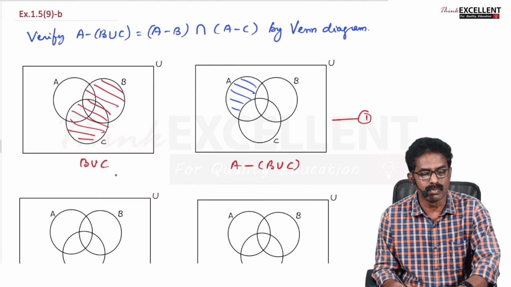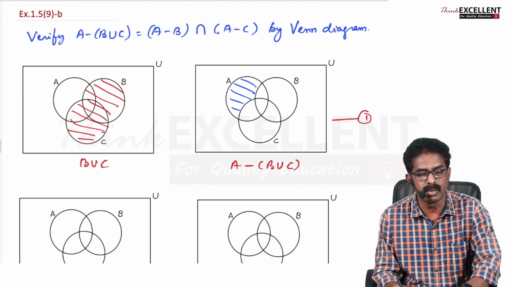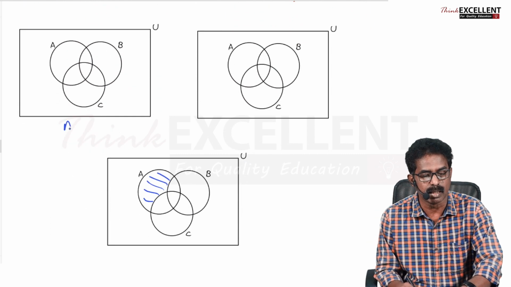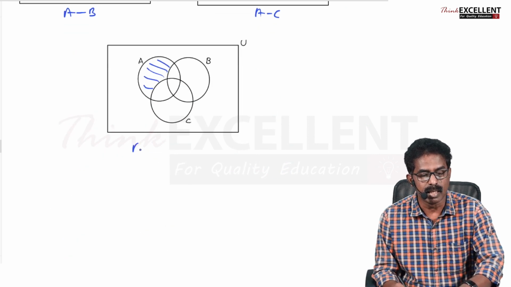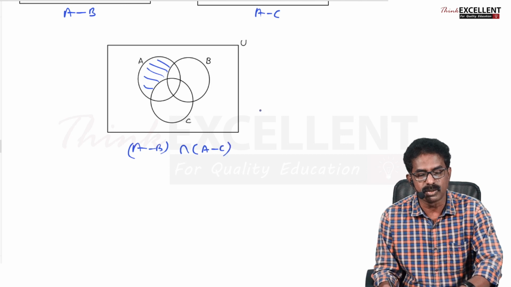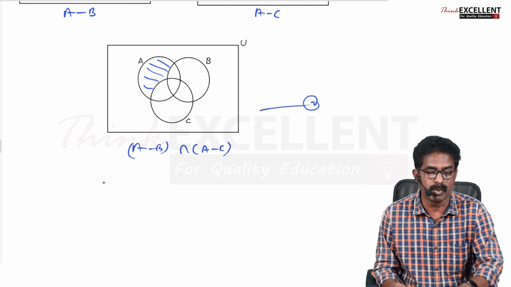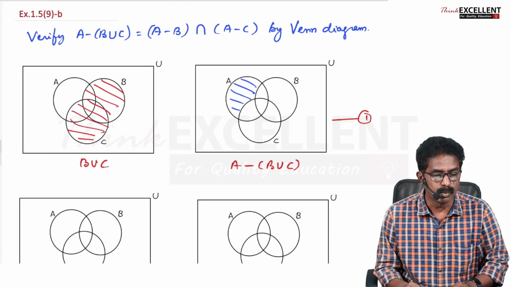Then the other 2 you can do very easily. So A difference B, A minus B, and A minus C. Here A minus B, here A minus C. Then finally the intersection, (A minus B) intersection (A minus C), and that you take as 2. Then the conclusion from 1 and 2. So hope you understood. I want you to complete it.